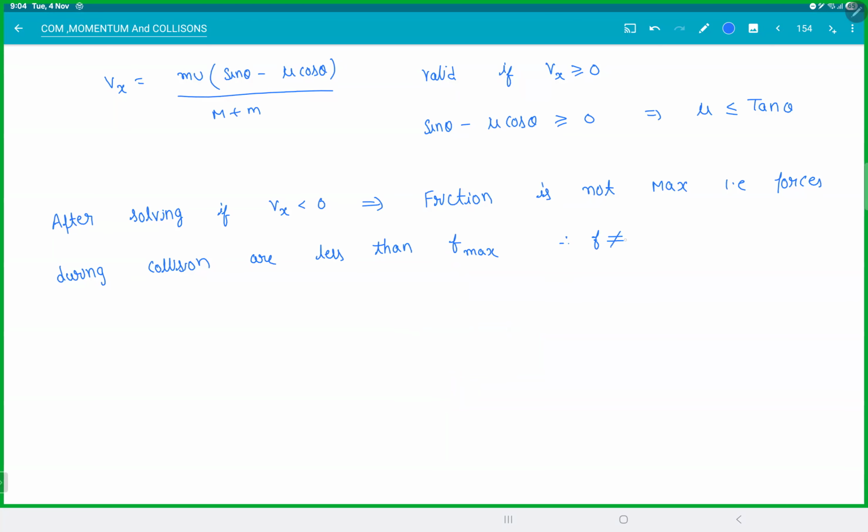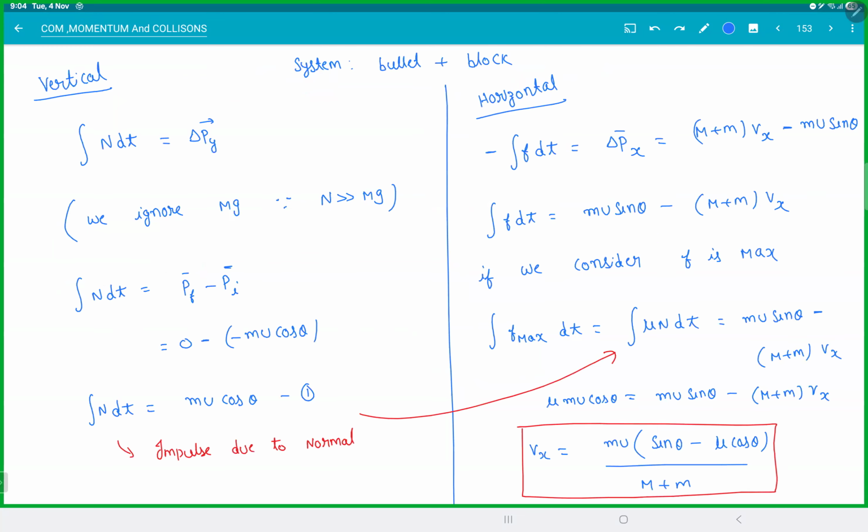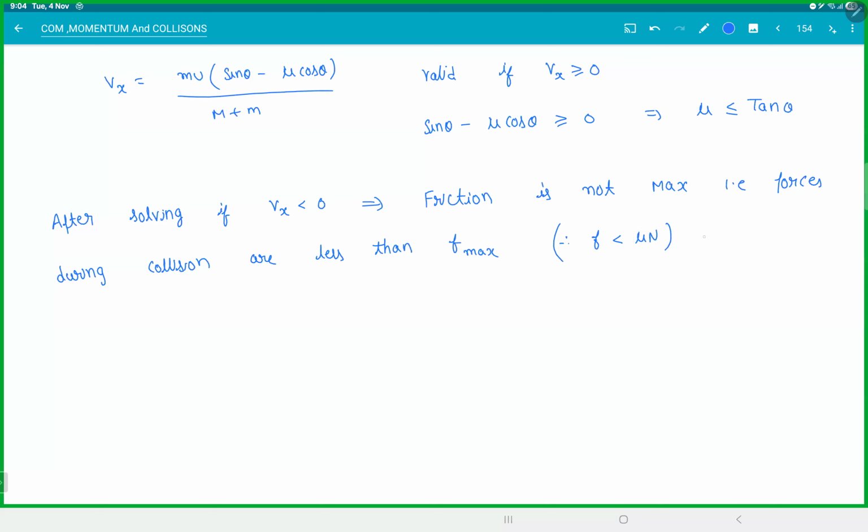Getting it? So therefore, F is not equal to mu N anymore. You can't write this. F is less than mu N basically. So that second equation goes wrong. You can't solve this question with that data. But you know something else. That means the block is not moving, right? That's why F is not maximum. The block does not move. Perfect. If the block does not move, therefore Vx is 0.